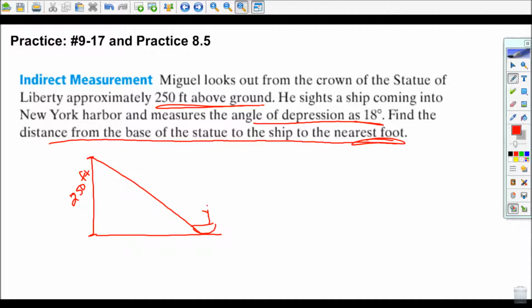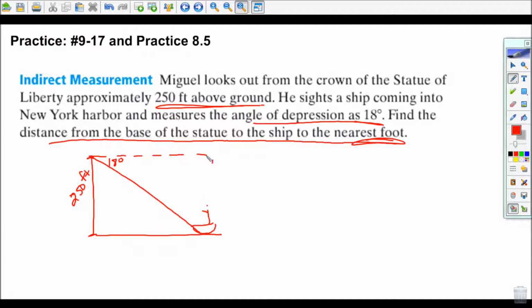So this is where issues happen, because we think angle of depression is going down, so this is 18 degrees. And that's not the case because I do not have a horizontal line. So I need a horizontal line and then the angle of depression. So 18 degrees would go there.